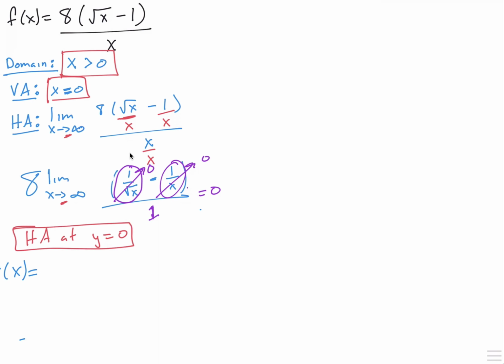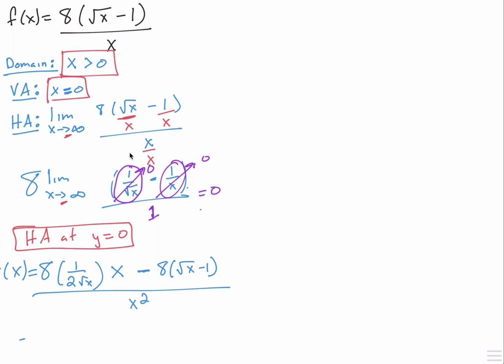Okay, so what is that? So I'm going to have 8, right? What's the derivative of root x minus 1? 1 over 2 root x. Okay, good. And then times x, right? Minus 8 root x minus 1 times the derivative of x, which is 1, and then all divided by x squared.